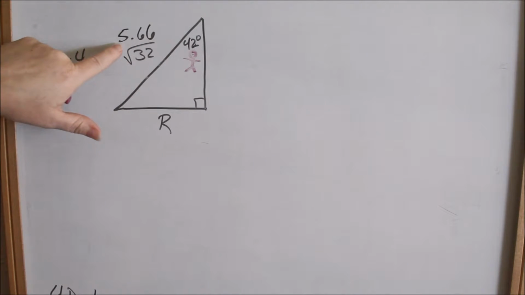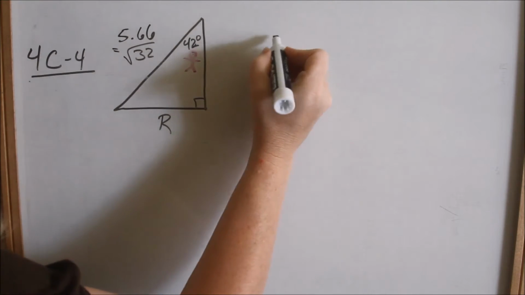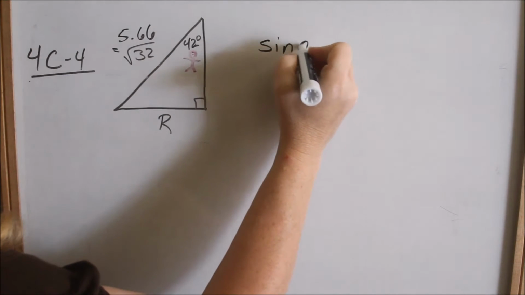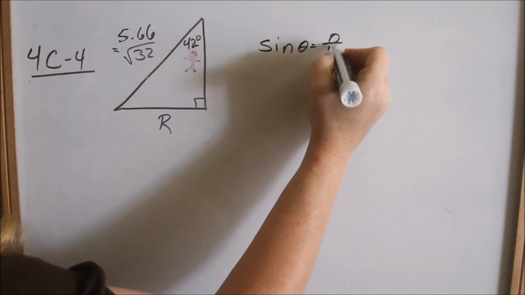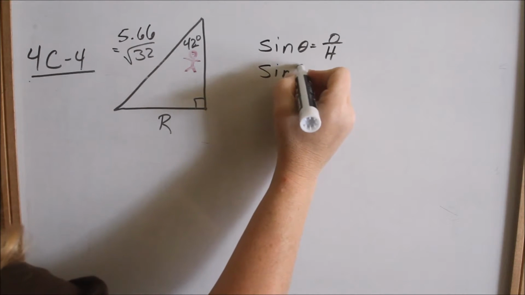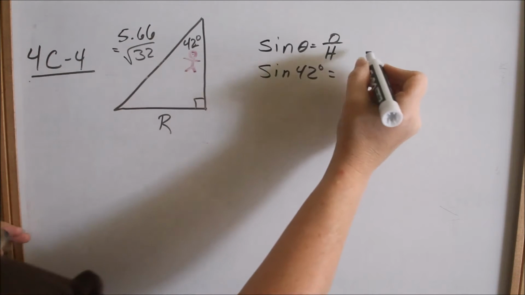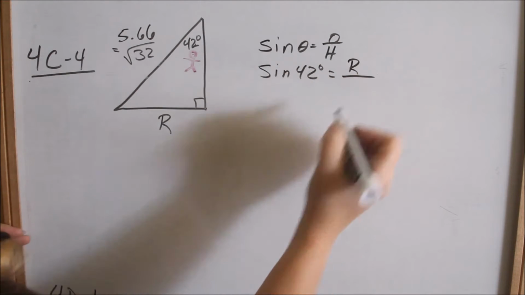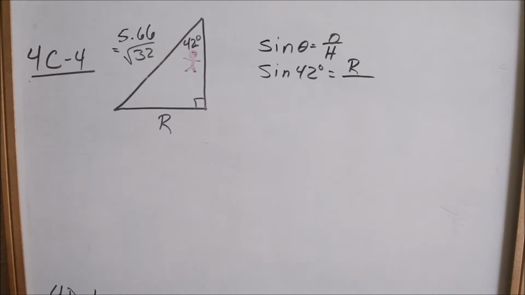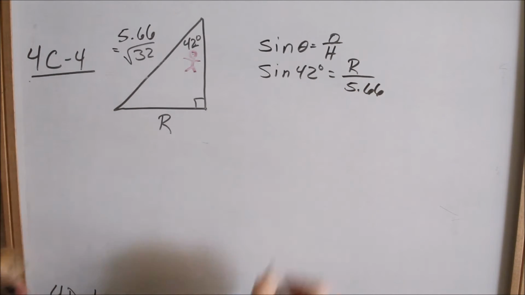Okay, so which trig function deals with hypotenuse and opposite? That would be sine. So therefore I need to use sine theta equals opposite over hypotenuse. Now I'm filling in what I know. Sine of, we know the angle was given as 42 degrees. The side opposite of me is what I don't know, so that's labeled as R. And then the hypotenuse was square root of 32, but we'll use 5.66, turning it into a decimal.